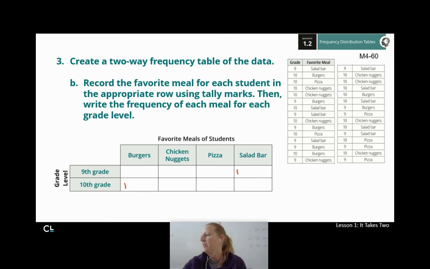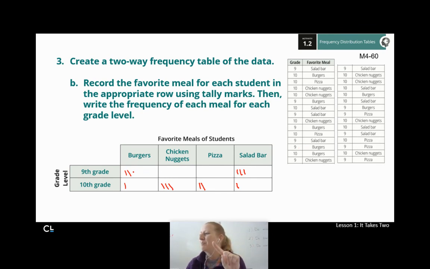All right, so I'm going to fill this in. We've got a 10th grader who likes pizza. A 10th grader who likes chicken nuggets. Another 10th grader likes chicken nuggets. A 9th grader who likes burgers. A 10th grader who likes the salad bar. 9th grader who likes the salad bar. 10th grader who likes chicken nuggets, 9th grader who likes burgers, 10th grader who likes pizza, 9th grader who likes the salad bar. You may have to keep your finger on the table as you go, it'll help.